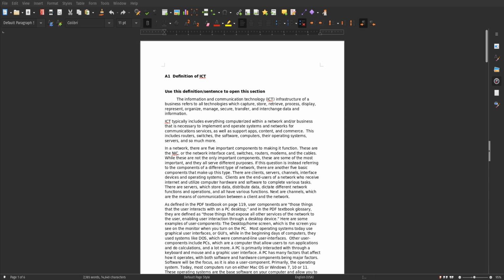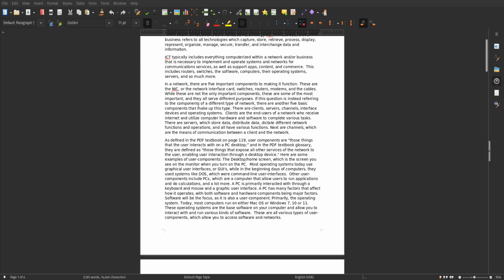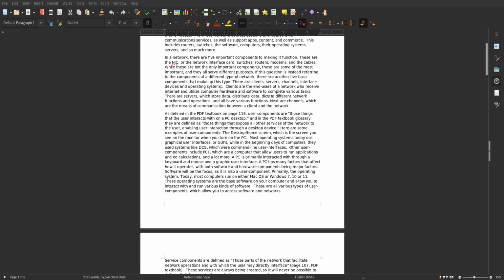In a network, there are 5 major components, depending on which type of network we're talking about, to make it function. These are the NIC, the network interface cards, switches, routers, modems, and cables. While these are not the only important components, they are some of the most important to making up a network.